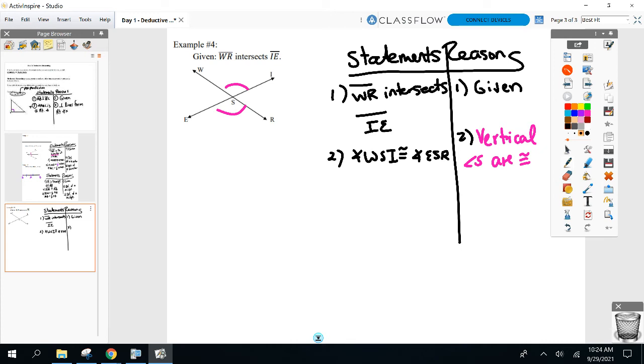Isn't there another pair of verticals up here too? Okay, so I'm going to put that in the same one. Ready? Angle ISR is congruent to angle WSE.